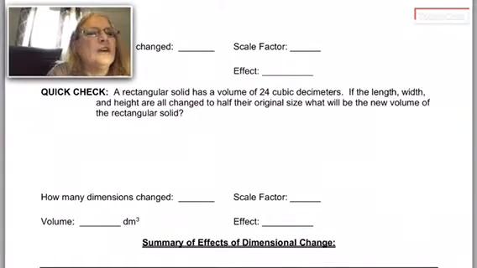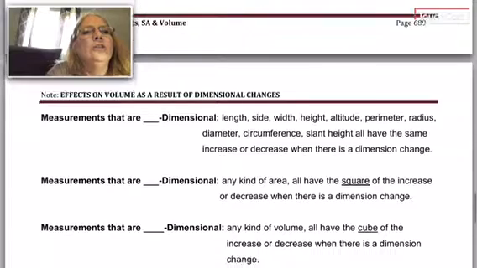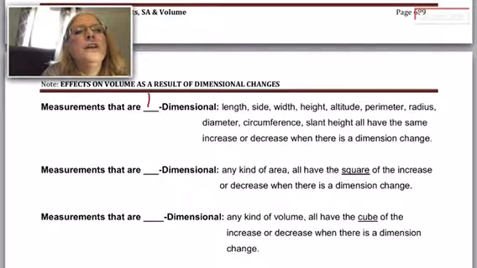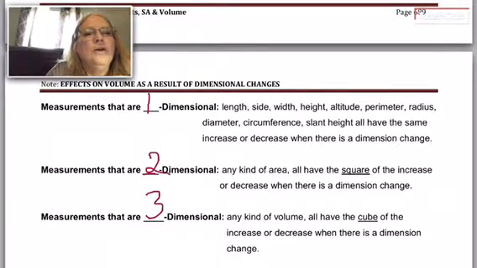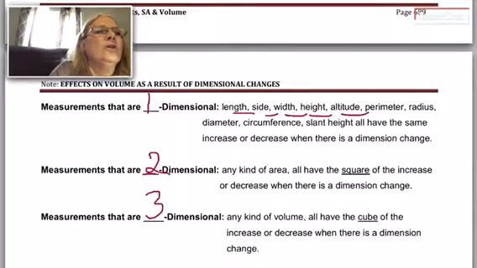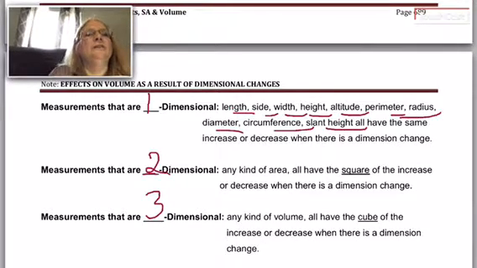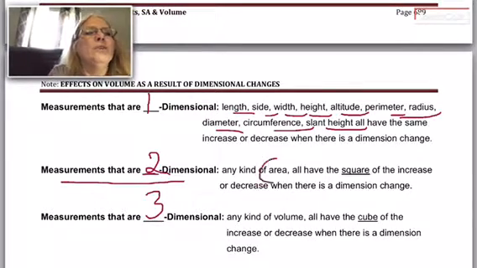Now below, we just have a summary that you can go through and look at what we're talking about. 1-dimensional changes, 2-dimensional changes, or 3-dimensional changes. 1-dimensional changes are things like length, side, width, height, altitude, perimeter, radius, diameter, circumference, slant height. Any of these, when you see we're just changing 1 dimension, the effect is going to be multiplying by the scale factor. Now, measurements that are 2-dimensional, anything where you see area, have the square of the increase or decrease when there's a dimensional change.